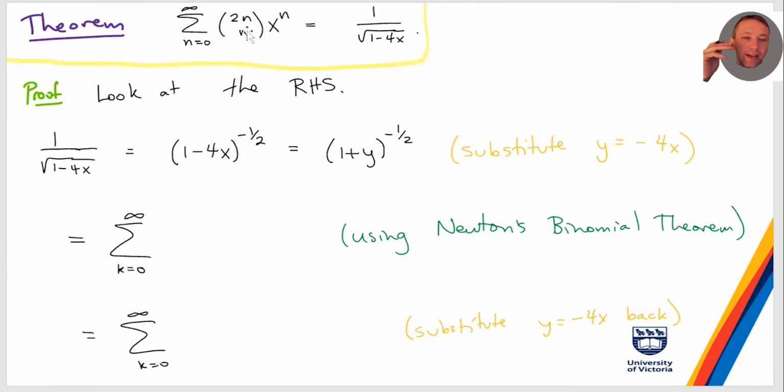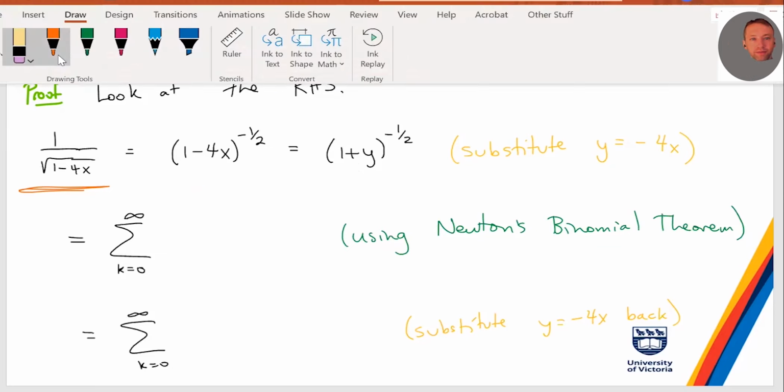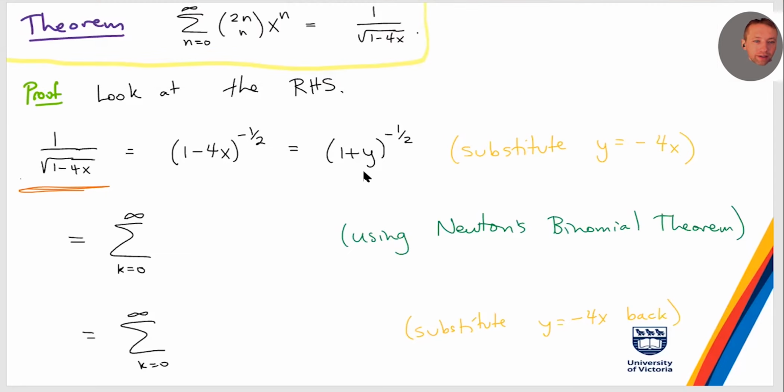Let's look at the right-hand side. So let's look at this weird square root thing. If I take 1 over the square root of 1 minus 4x, obviously this is just equal to (1 minus 4x) to the negative a half. So 1 over a square root is just like taking an exponent of negative a half. That's cool, I can deal with that. And now if I do a substitution where y equals negative 4x, then this is just (1 plus y) to the negative a half. So in terms of y, we can apply this Newton binomial theorem.